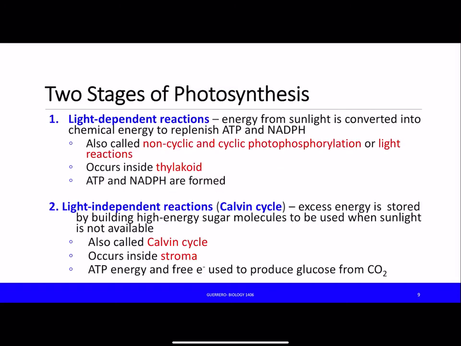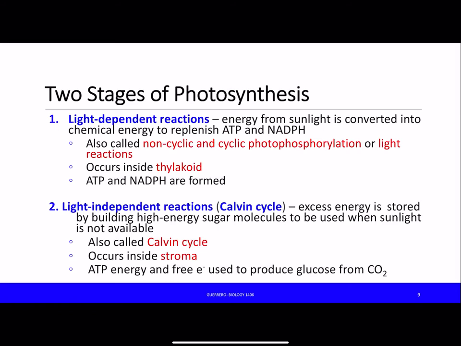So let's talk about the reactions. We're going to talk very generally, and then we'll talk more specifically later on. There are 2 stages to photosynthesis. In each of these stages, you're going to need to know all of the names, where it happens, what's being produced, and also what's helping, like what am I starting off with in order to make my end product?